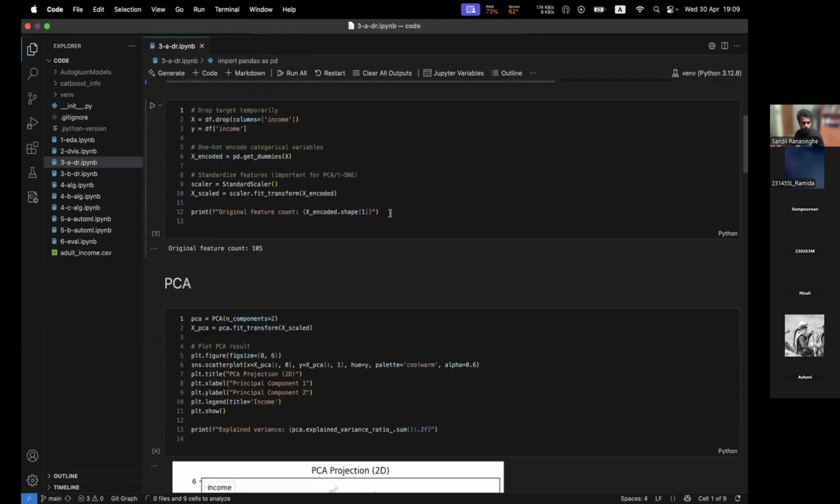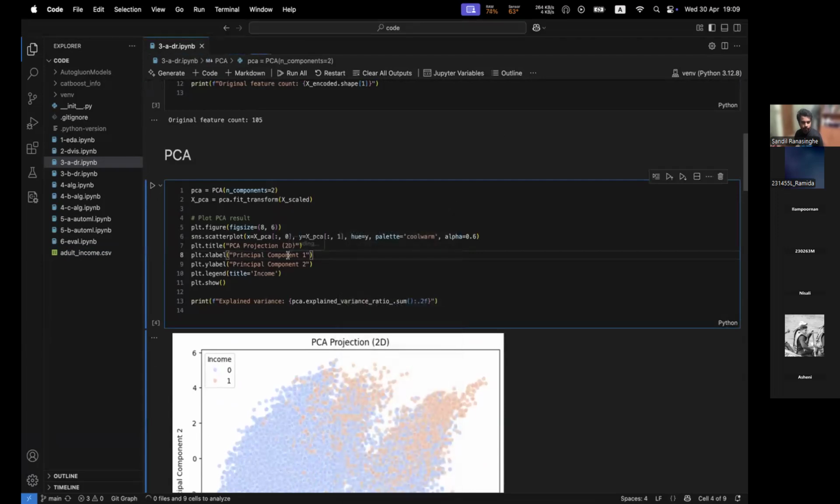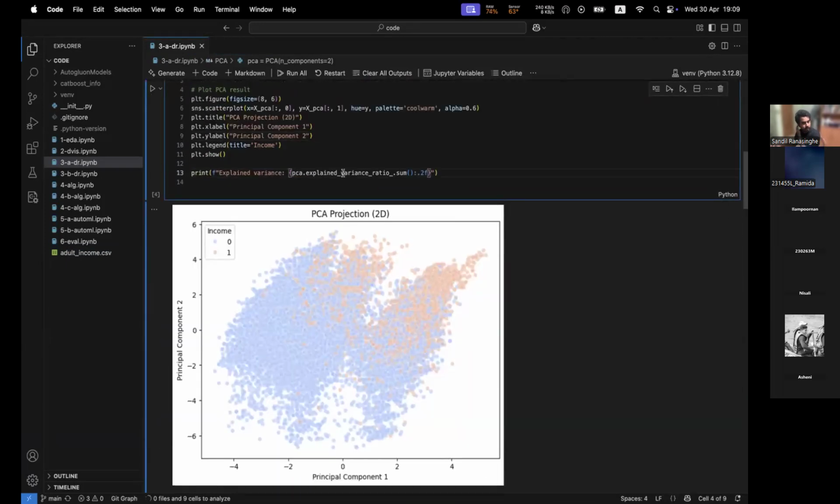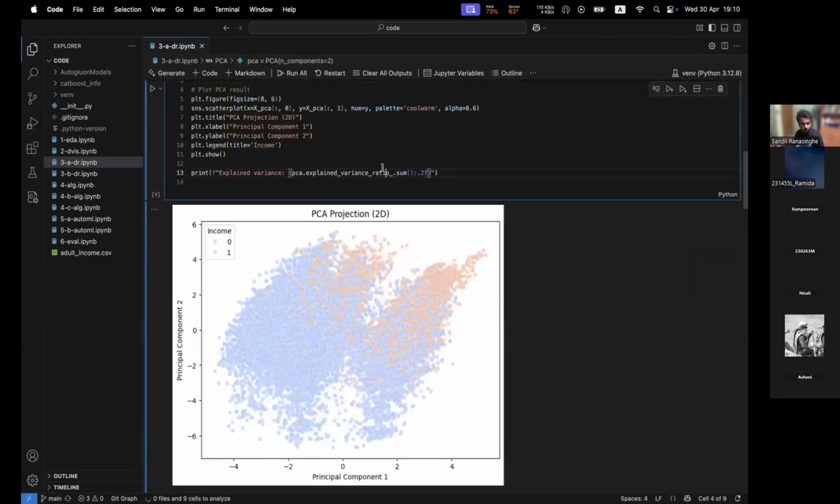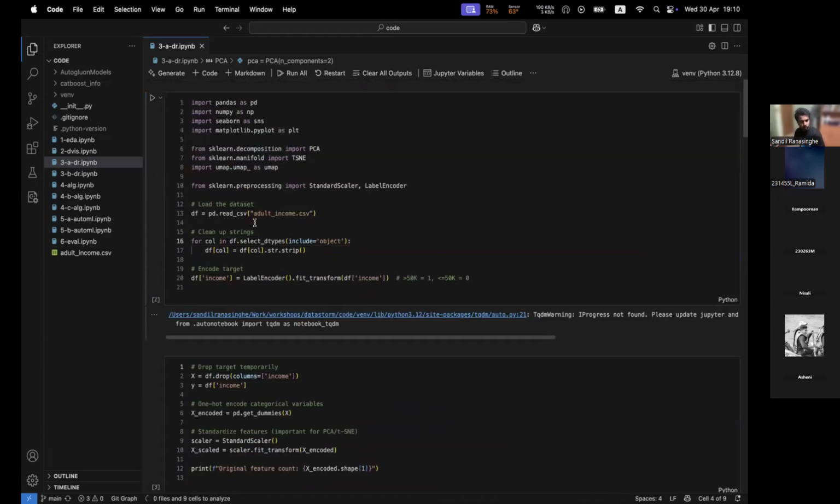I'm not going to go into the math behind PCA. That can actually be quite complicated. There are some matrices and calculus involved over there. So we'll just look at how to quickly use PCA.